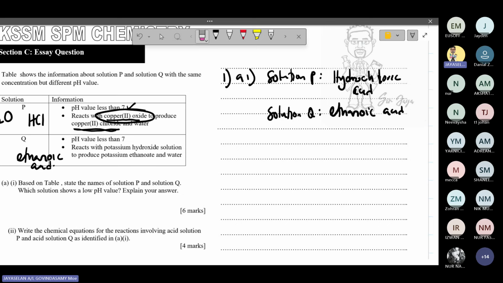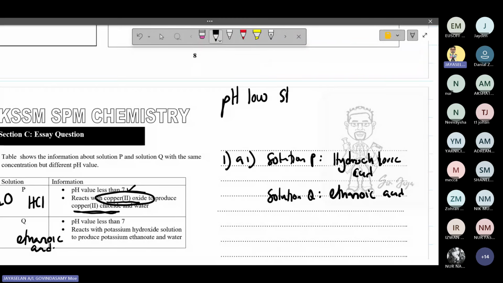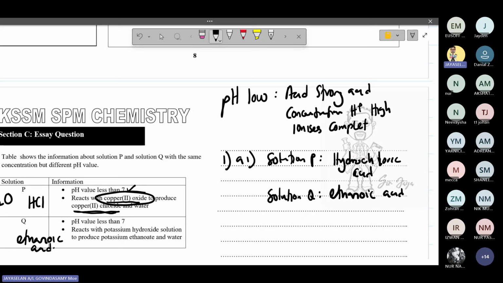Sekarang saya nak dapatkan 4 markah. Okay, explain which solution has low pH value. Please memorize this. Bila pH value low, 1 or 2, the acid adalah strong acid. pH value 1, 2, that means dia punya concentration of hydrogen ion adalah high. Kenapa? Because the acid ionizes completely. Cuba dapatkan point-point ini, baru you jawab. Any question?